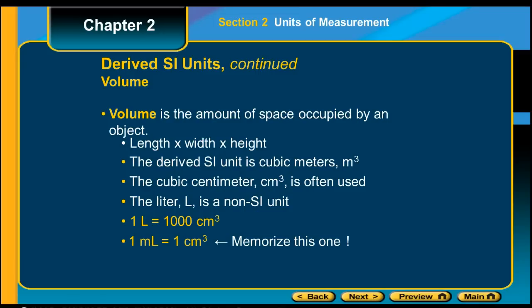Liter is not an SI unit, and it is a conversion from centimeters cubed or meters cubed. So 1 liter is 1,000 centimeters cubed, or 1 milliliter is 1 centimeter cubed. You're going to want to memorize that 1 milliliter is 1 centimeter cubed. It'll save you a lot of time in conversions later on in this chapter.